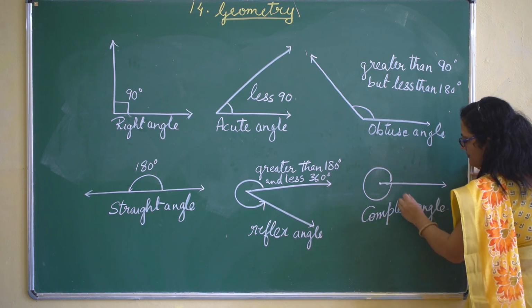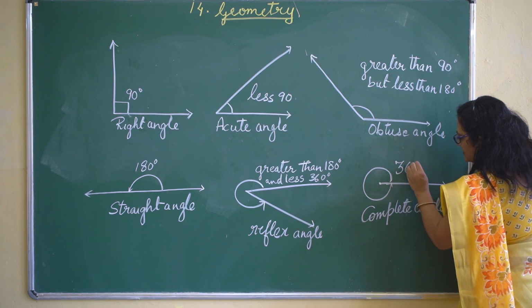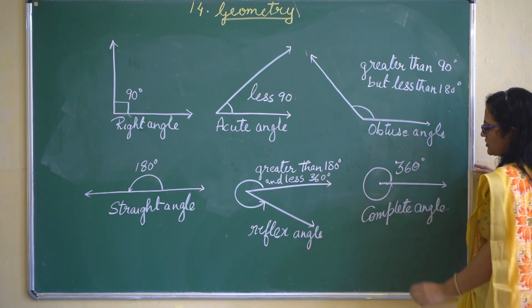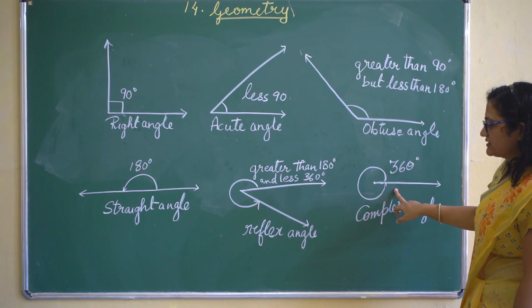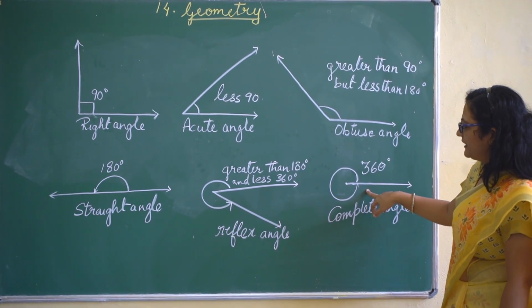What is called a complete angle? Its value is 360 degrees. So an angle whose measure is 360 degrees is called a complete angle.